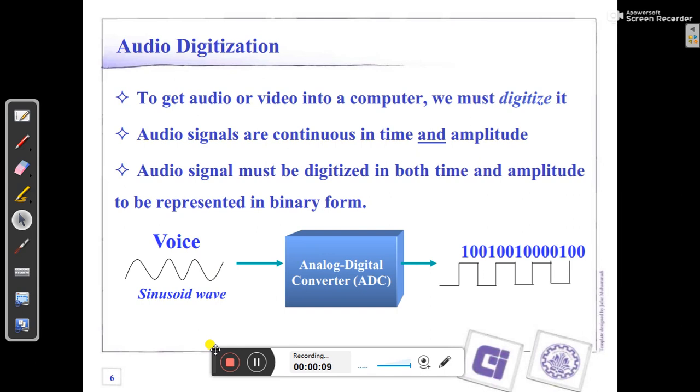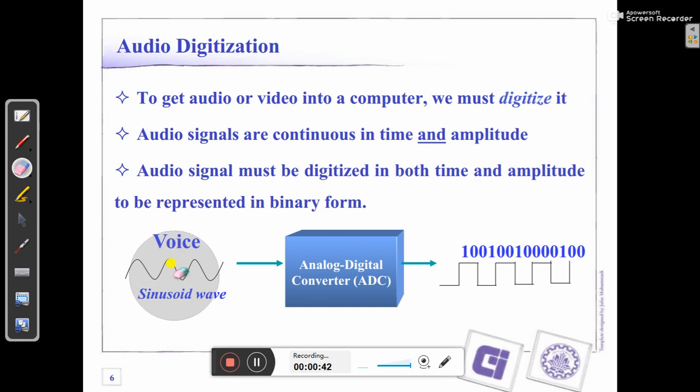Starting with, to get audio or video in a computer, we must digitize it. Audio signals are continuous in time and amplitude. Audio signal must be digitized in both time and amplitude to be represented in a binary form. So try to understand this line, that is, audio signal must be digitized in both time and amplitude to be represented in a binary form.